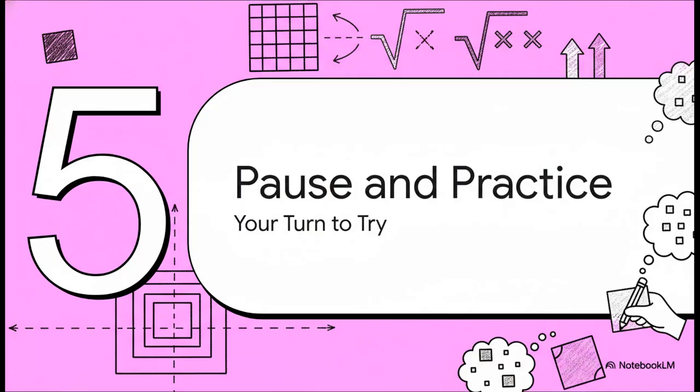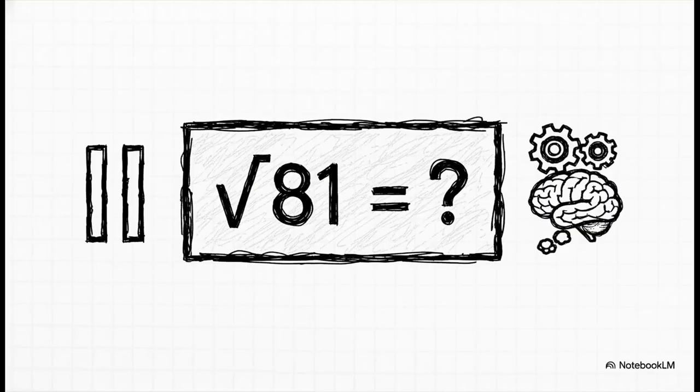Okay, we've covered the basics, we've walked through some examples, and we've even cleared up a common tricky spot. You know what they say? The best way to learn math is to do math. So now it's your turn. Go ahead and pause the explainer right here. Your mission is to simplify this, the square root of 81. Take a moment and figure it out.